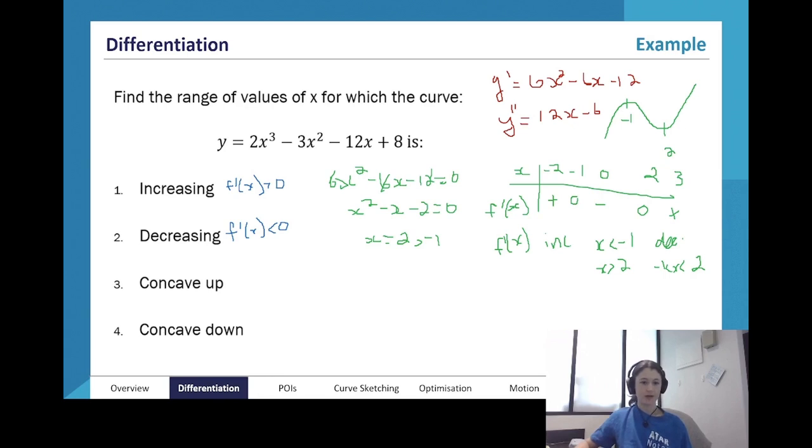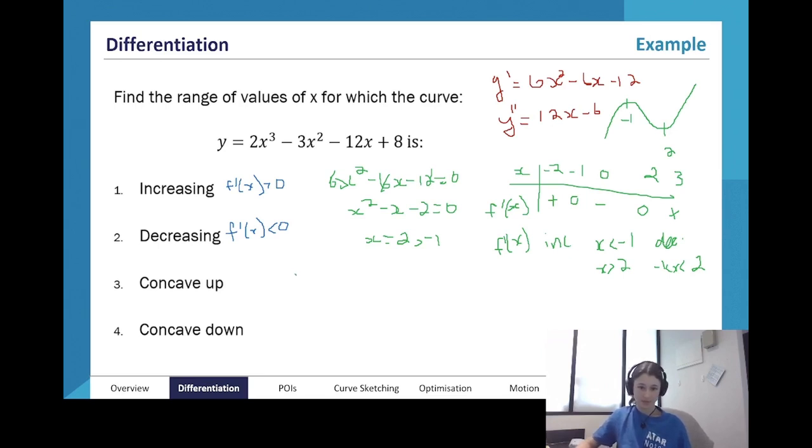Okay, now we're going to use the second derivative to tell us about the concavity of the curve, and hopefully this kind of matches up with our visual representation of what we've got so far. So, remember, we can determine if a curve is concave up or concave down based on the value of the second derivative. So, let's find when the second derivative is equal to 0.